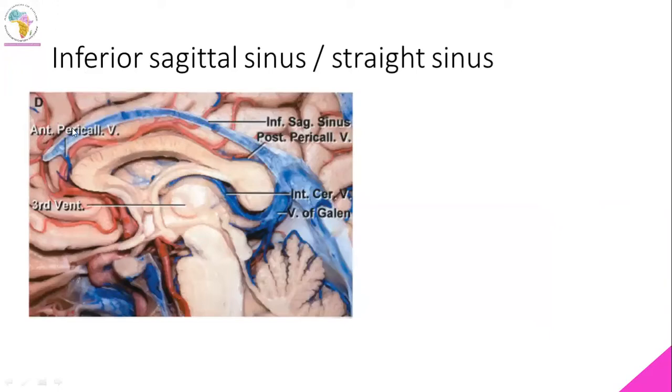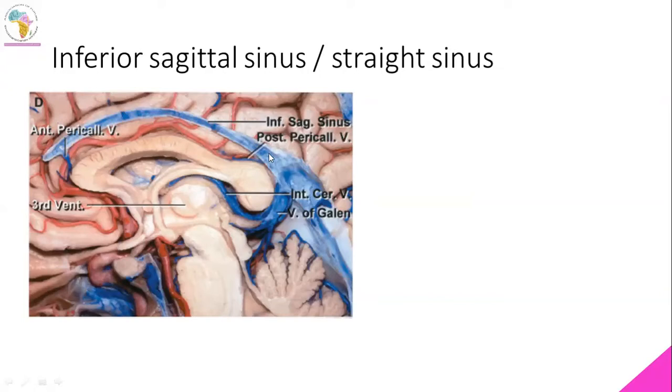This is an image of the medial aspect of the brain. We can appreciate the corpus callosum, and this is the medial aspect of the frontal, parietal and occipital lobes. Along the inferior edge of the falx, the falx cerebri, we have a sinus. We call it the inferior sagittal sinus. It is parallel to the superior sagittal sinus. The superior sagittal sinus usually runs along the upper edge of the falx, and the inferior sagittal sinus runs along the inferior edge of the falx cerebri.